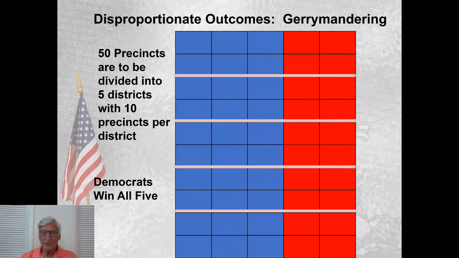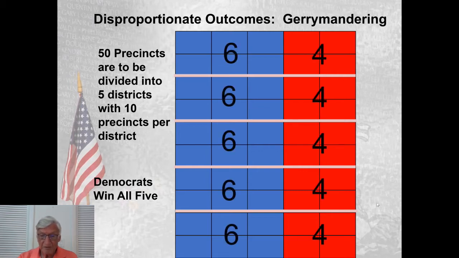Now, if the Democrats are in the state legislature and they're deciding things, hey, that's very tempting because you keep your power base and perhaps expand it. But it's eminently unfair as well. So you have 6-4, 6-4 in each one of those hypothetical districts.